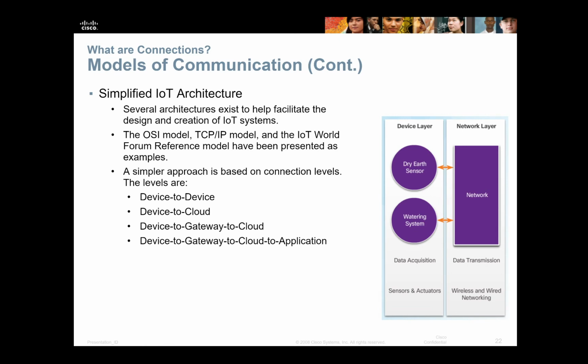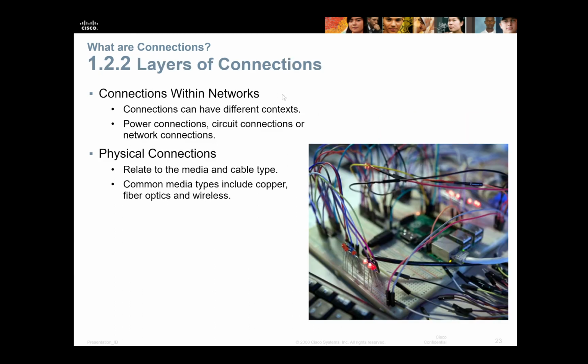And then the fourth one, device to gateway to cloud to application, meaning this application could be on your mobile phone and it just goes and reads the cloud data, or the cloud sends the data directly to your phone without asking. Okay, but well, this is kind of the game we are playing.